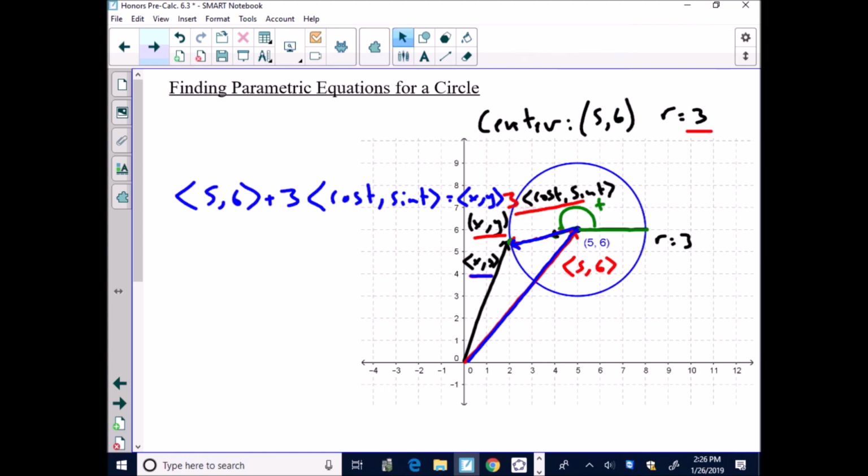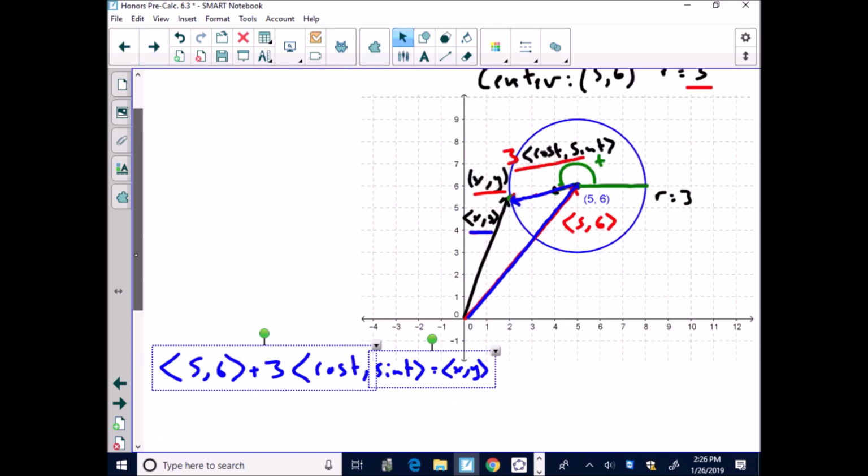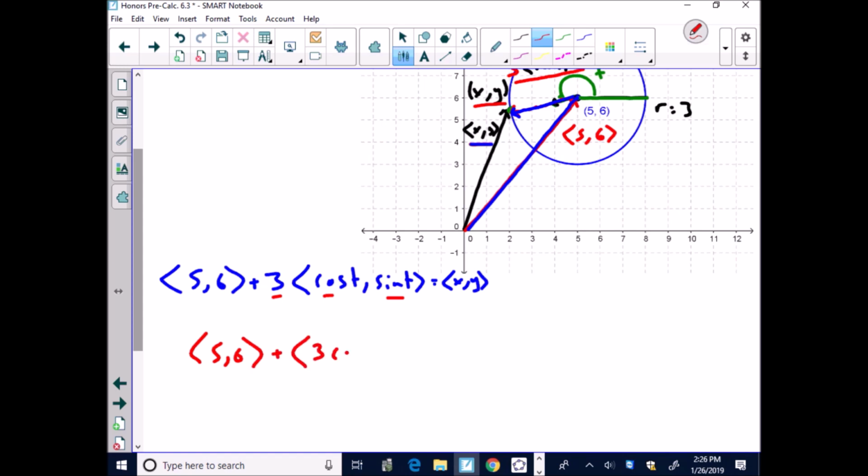Now once again, I've not given myself enough room, so I'm going to have to take all this and move it down. We'll do our math down here so that we don't get cramped up. Again, we're going to simplify that left side of our equation. We multiply the scalar 3 through to our horizontal component and our vertical component, and we get our vector <5, 6> plus <3 cosine t, 3 sine t>, equal to our vector <x, y>.